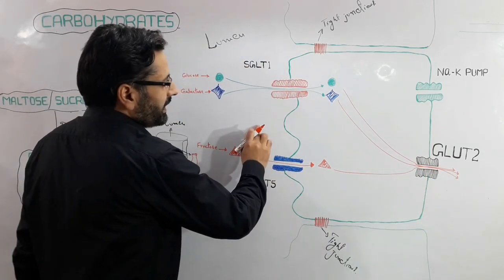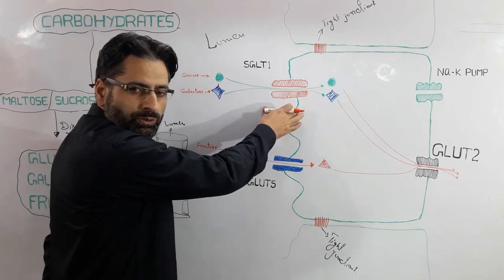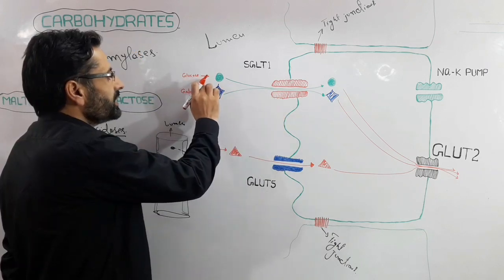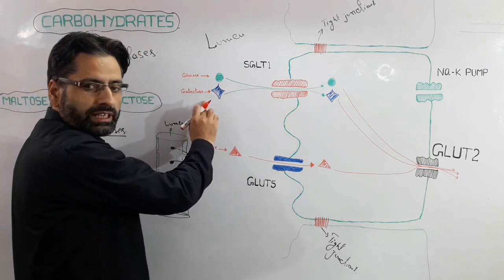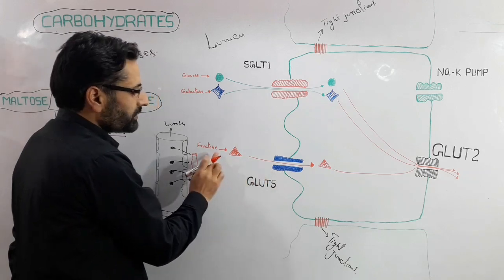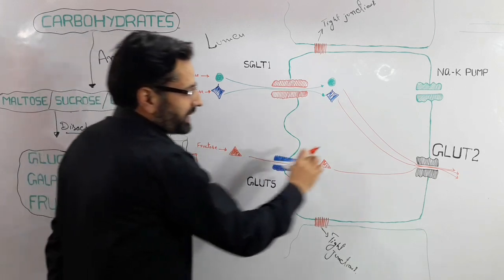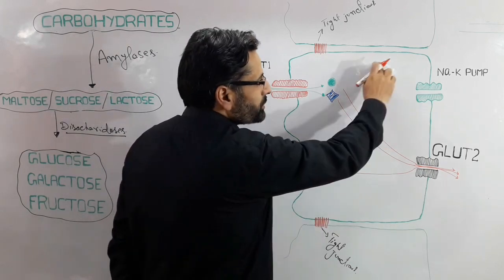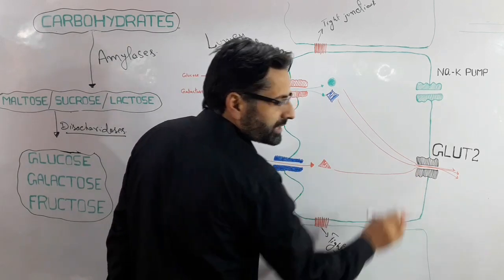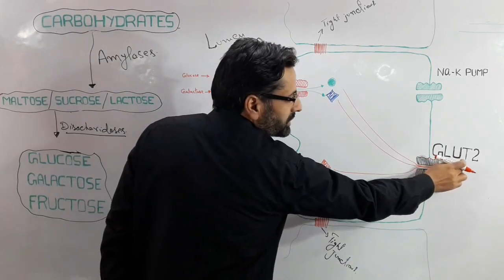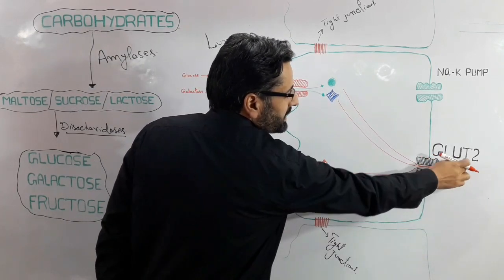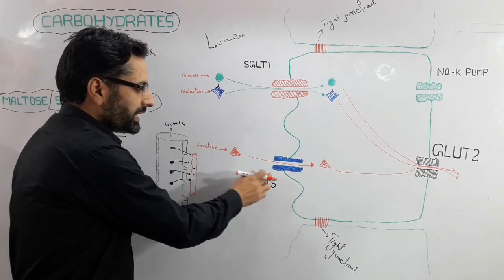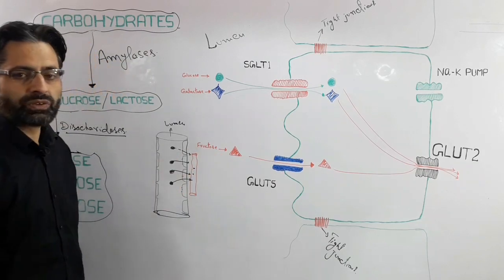Here you can say that we have two separate transporters on the apical membrane. One transporter specifically for the glucose and galactose. Then we have a separate transporter for the fructose. Once inside the cell, all these three monomers can cross this basolateral membrane through the single transporter. And this single transporter is glucose transporter type second. This glucose transporter 5 present on the apical membrane transports this fructose.